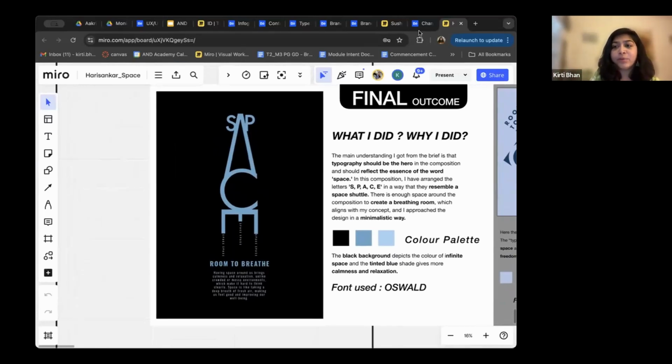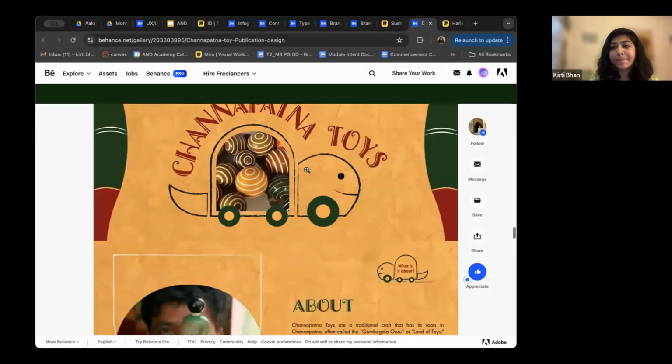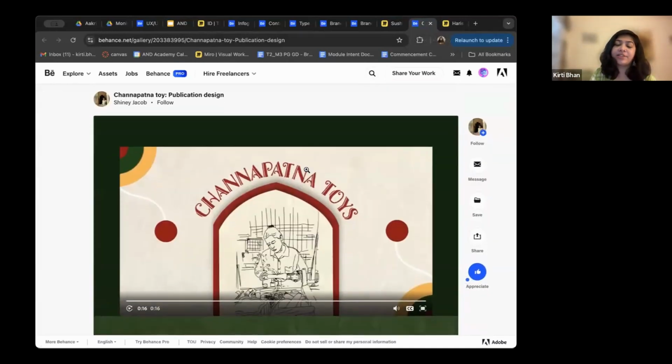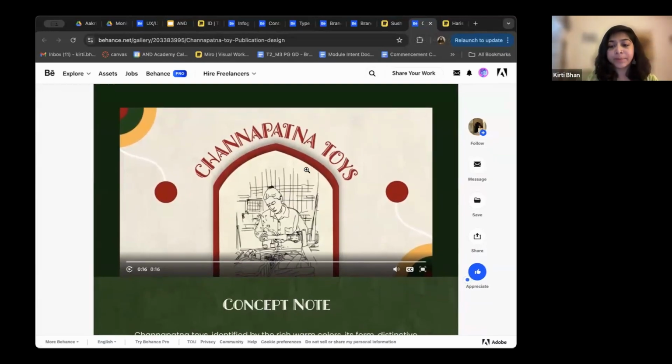All right. Moving to the next one, which is about print and publication. This is where they took an Indian craft and did research around that craft, and then they created brochures, microsites, and some promotional assets.